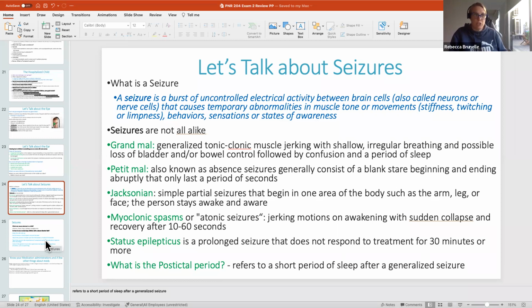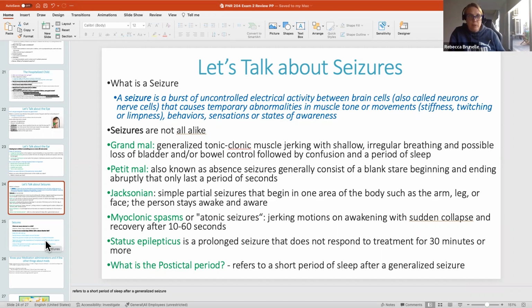So a grand mal seizure is the generalized tonic-clonic. This is like the really big seizure where kids are on the floor, they're moving their hands, arms, legs. It's a full body seizure, and it's a jerking motion. It's possible for them to have irregular breathing. They might need to be intubated to control their airway, and they can have loss of bowel and bladder control.